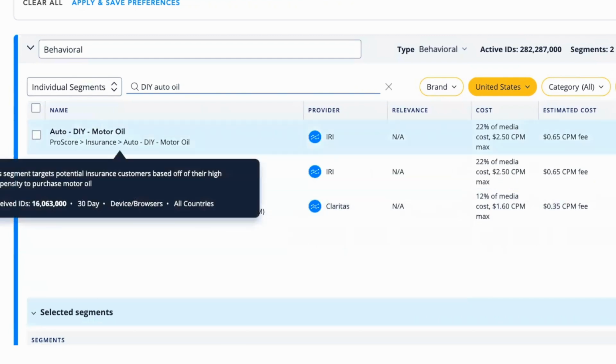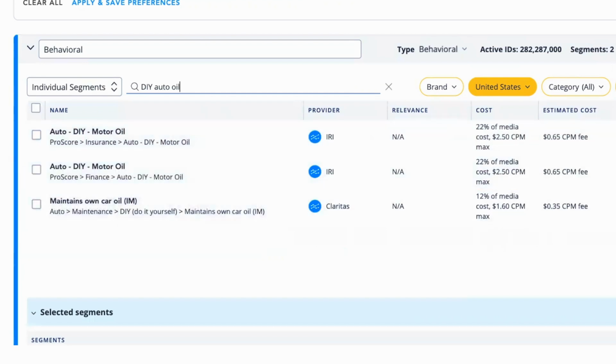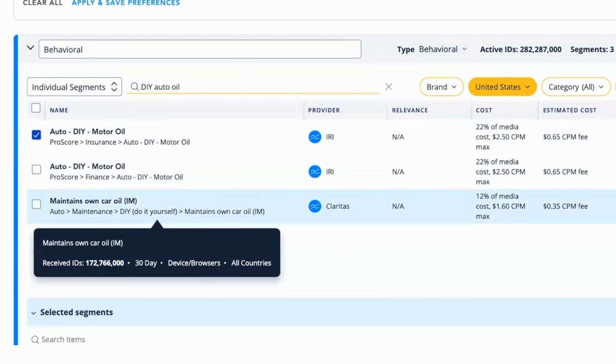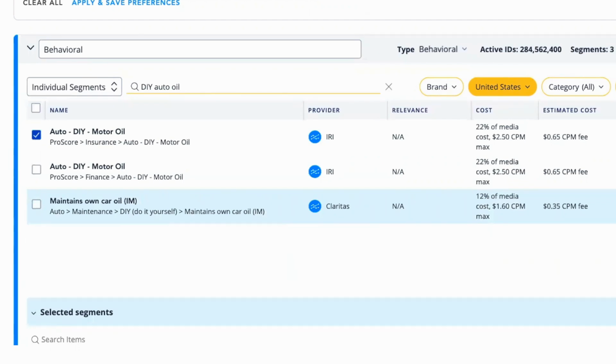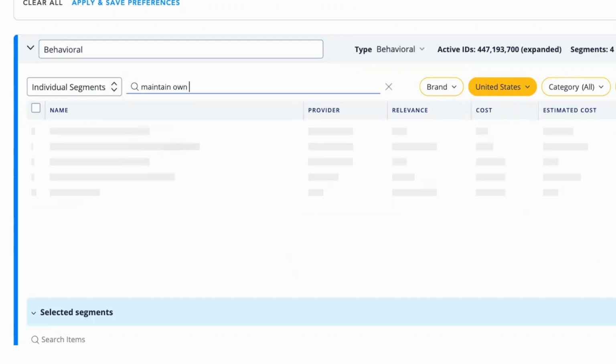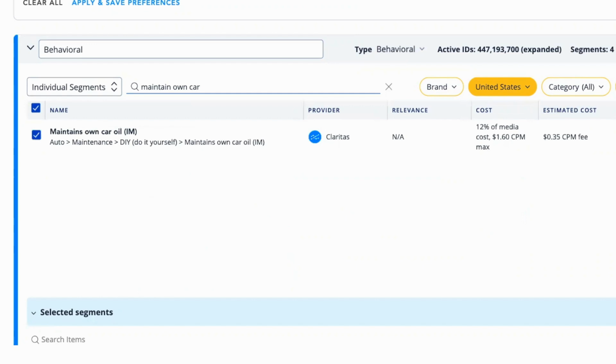So I only have three. This one is from IRI. This segment targets potential insurance customers based off their high propensity to purchase motor oil. Okay, so this is insurance based, so you can select it for now and I'll explain why. And then this one is maintains own car. This is 30 days. Okay, that's pretty good. Maintains own car, we want that. So now that I know there are people that maintain their own car, let me search maintain own car and see what else pops up. Okay, only this one.